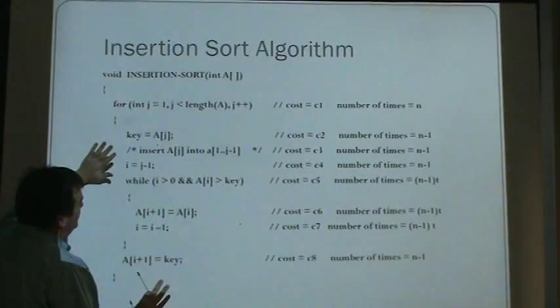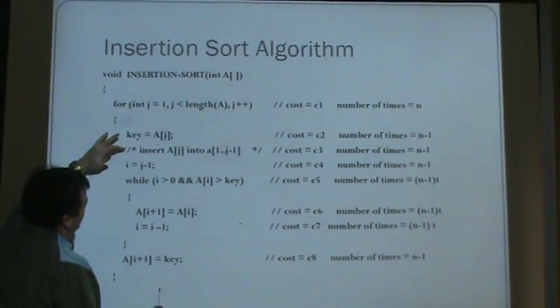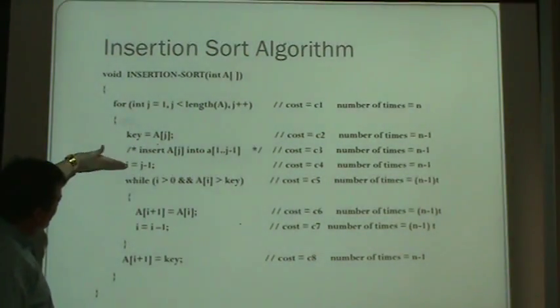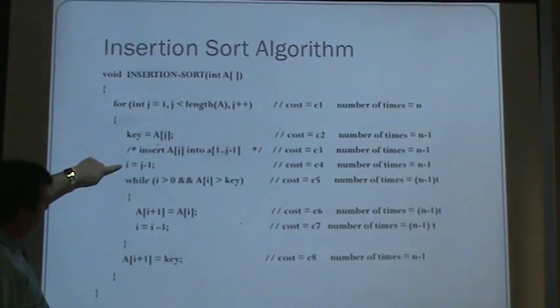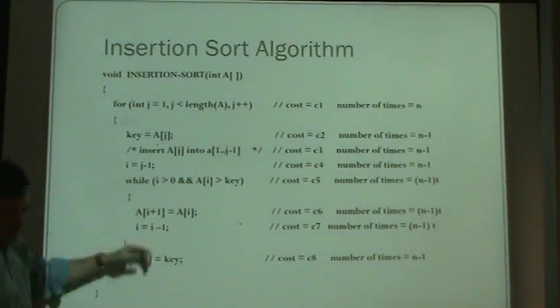Okay, so we can count exactly how many times each line runs. This is a comment, so it's going to run, but comments take no time. But for this one we can count exactly how many times it's going to run. Now this inner while loop, the inner while loop is this.